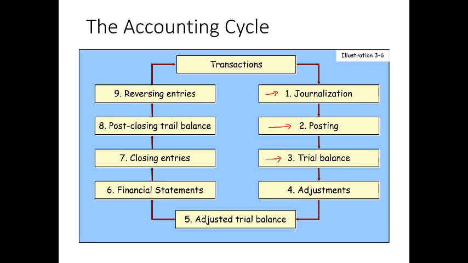We post the general journal to the general ledger. We record all the account balances in the trial balance. Then we have adjustments to the trial balance. Those are adjusting entries we just talked about. And then we have an adjusted trial balance, which is what we're putting together right now. And from that, we can create financial statements. Okay?